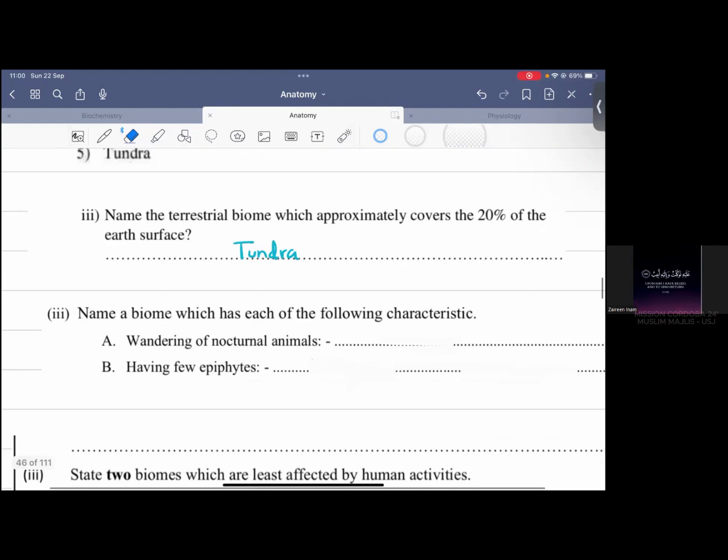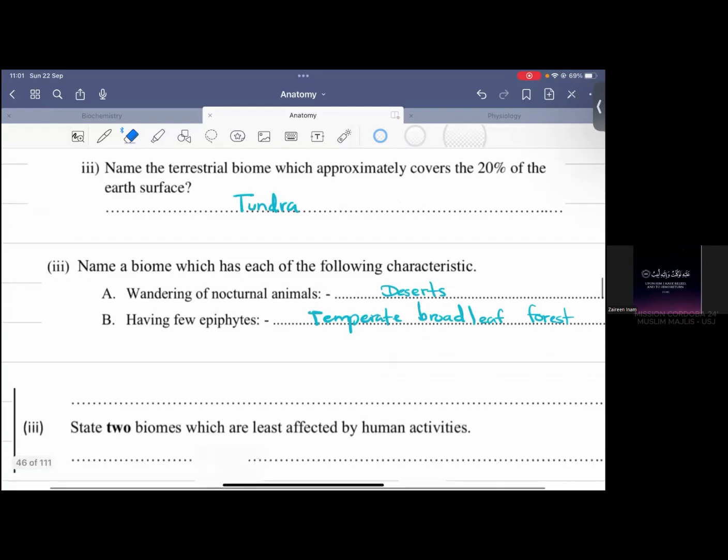Name a biome which has each of the following characteristics. Wandering of nocturnal animals. Nocturnal animals won't come out when it is very hot. So they just come out at night. So which biome is this? Desert, yes. Having few epiphytes. Now this is tricky. You have to write only one. Temperate broadleaf forest, because in rainforest epiphytes are very common, right? Few epiphytes are there in temperate broadleaf forest.